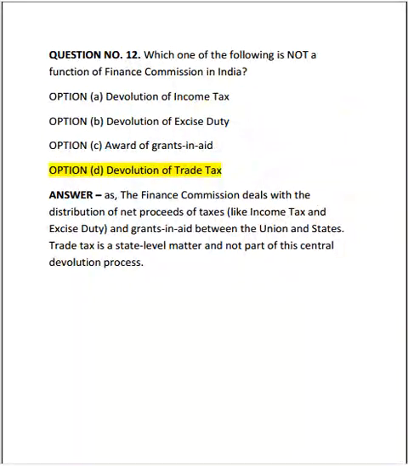Question No. 12. Which one of the following is not a function of Finance Commission in India? Option A. Devolution of income tax. Option B. Devolution of excise duty. Option C. Award of grants in aid. Option D. Devolution of trade tax. Answer. As the Finance Commission deals with the distribution of net proceeds of taxes, like income tax and excise duty, and grants in aid between the union and states. Trade tax is a state-level matter and not part of the central devolution process.